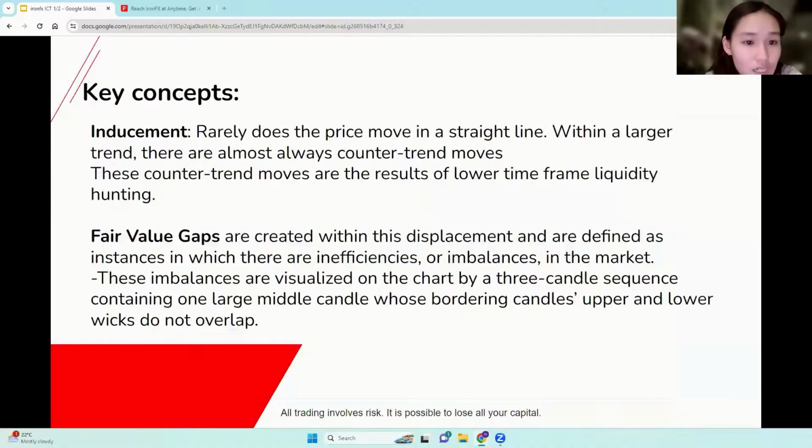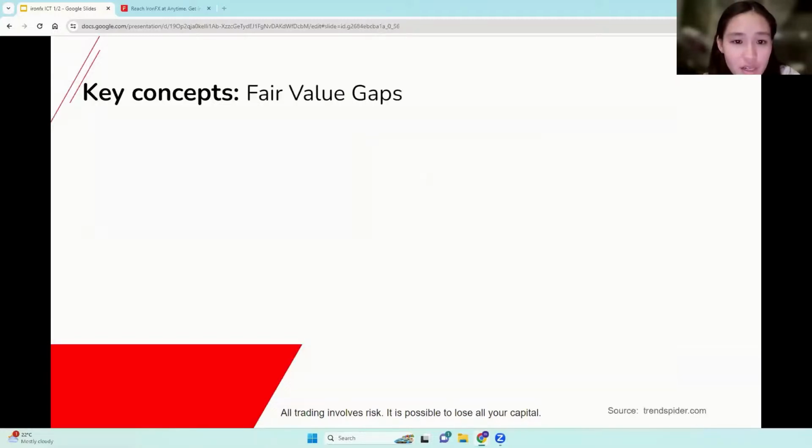Okay, now next key concept we're looking at is the fair value gaps. These are created within the displacement and are defined as instances in which there are inefficiencies or imbalances in the market. If we visualize what this means, it's basically a three-candle sequence containing one large middle candle whose bordering candles' upper and lower wicks do not overlap. So let me show you an example of this now.